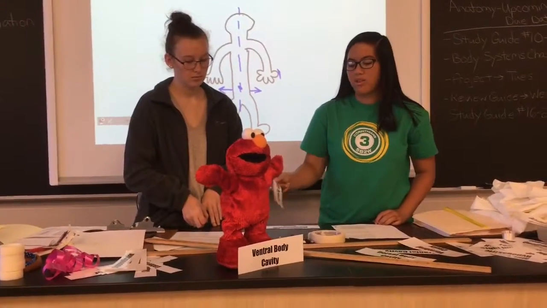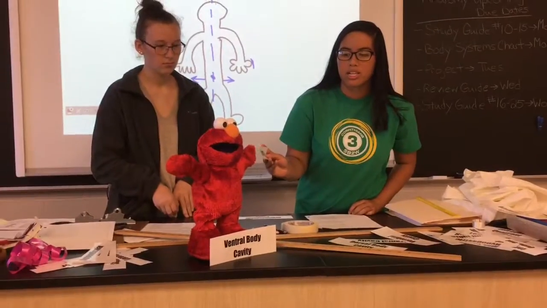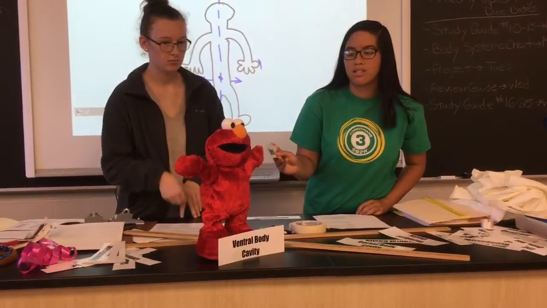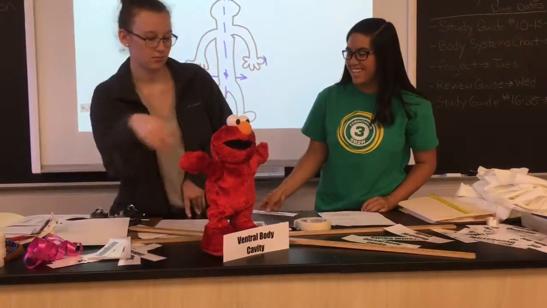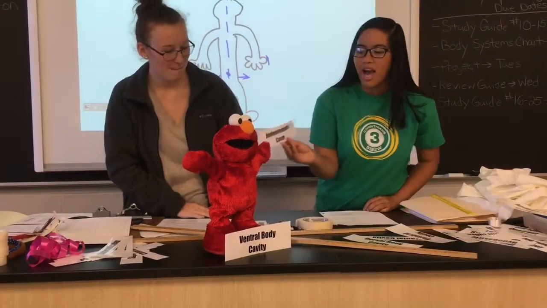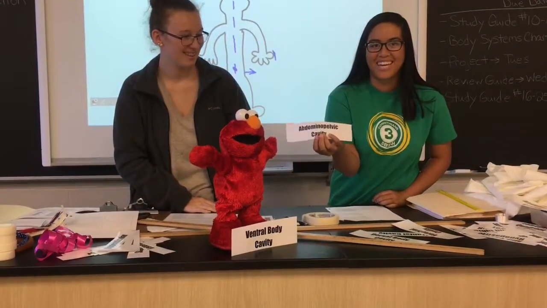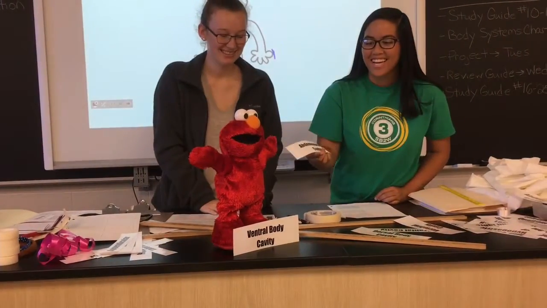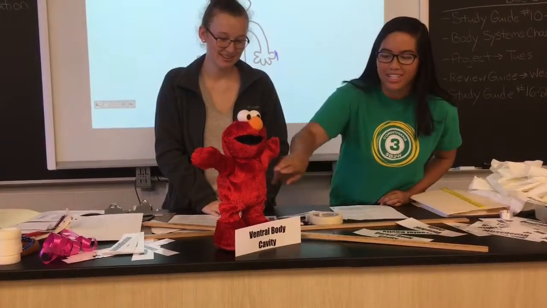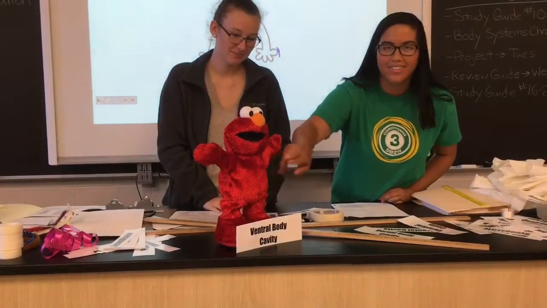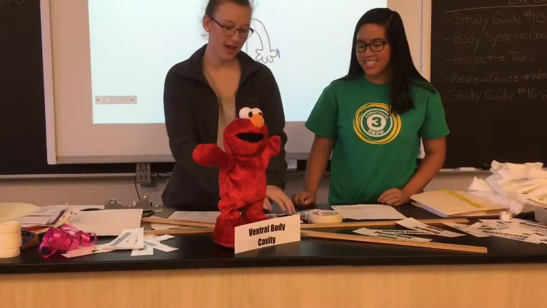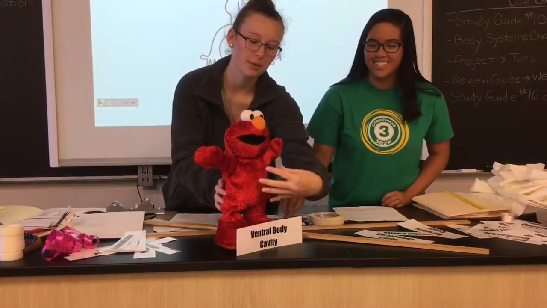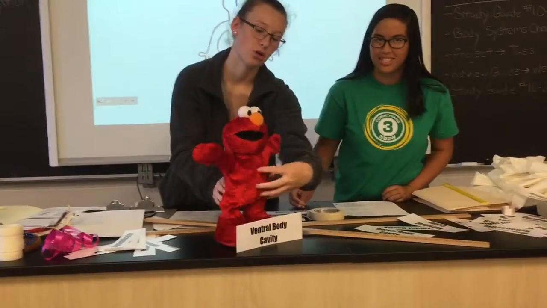The first one is the thoracic cavity, which contains the heart and the lungs. And then we have the abdominopelvic cavity, which contains all the abdominal organs around this area right here. The abdominopelvic and the thoracic cavity make up the ventral body cavity as a whole.